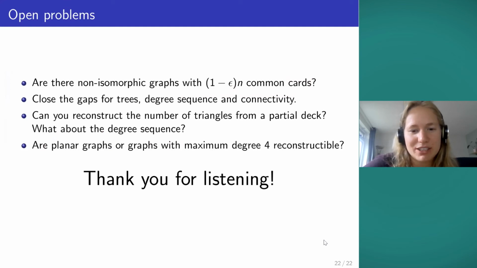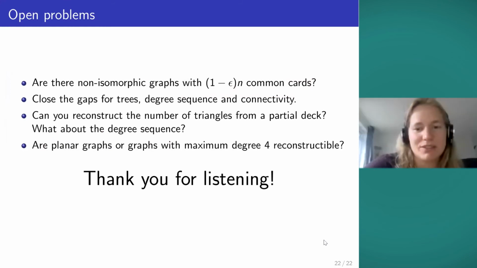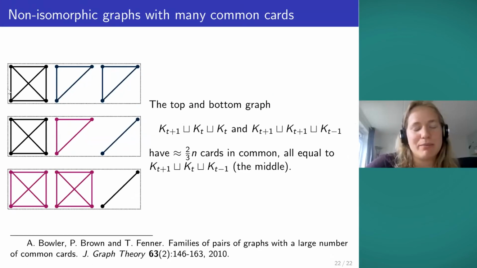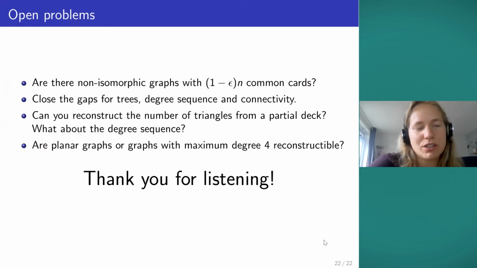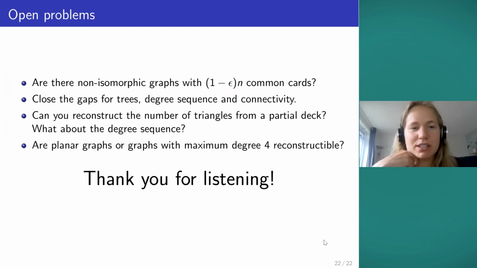So I had one example, which I skipped over in my slide, which is these two. This is the best known example for how many cards you can have in common. The top and the bottom graph are non-isomorphic, but they have a lot of cards in common. The number of cards that they have in common is just 2/3. So instead of needing 3 cards, you would need to have more than 2/3 of the cards if you give bad choices of the cards.